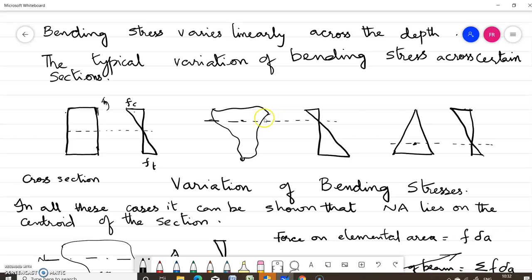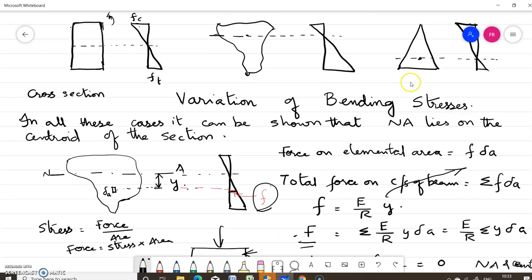If it is an irregular figure like this, the neutral axis will be passing through the centroid at this point and the variation of bending stress will be like this. Now in the case of a triangle, the neutral axis will be passing through the centroid, that is at a distance of h by 3 from the base. So it will be like this, the variation of bending stress. In all these cases, it can be shown that the neutral axis lies at the centroid of the section.